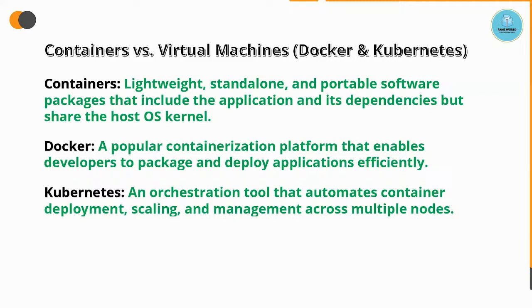And Kubernetes is an orchestration tool that automates container deployment, scaling, and management across multiple nodes. So simply, Kubernetes is required after Docker for deployment, for scaling and managing the applications on multiple nodes throughout the network. In a distributed network, it will be working. And in cloud computing, the distributed networking architecture is there, definitely, because we are able to access things from anywhere, anytime.